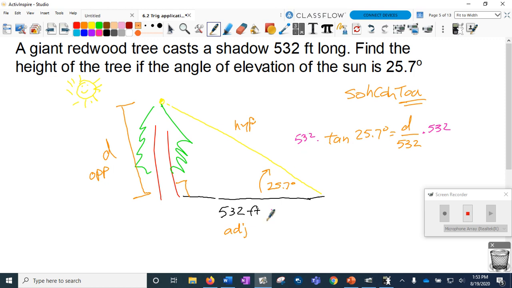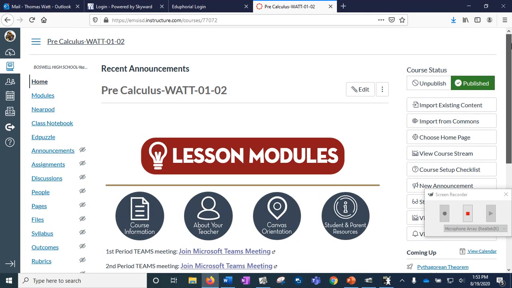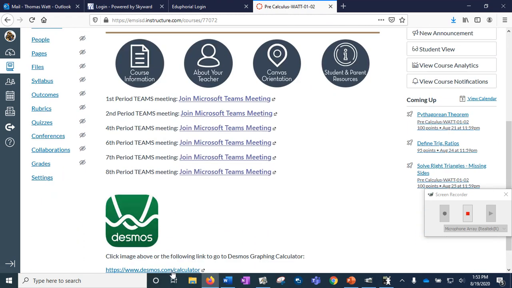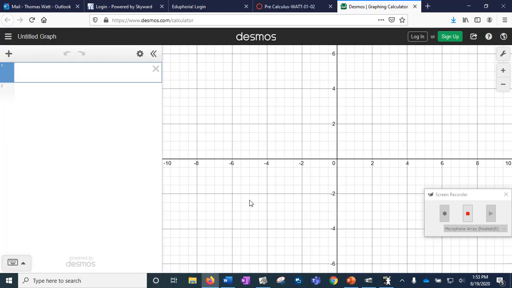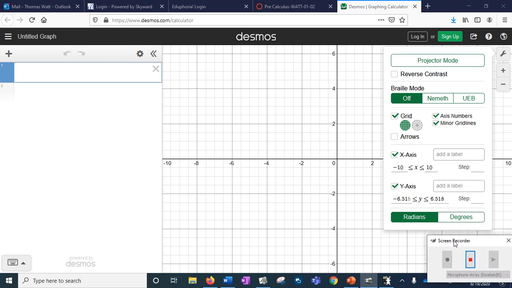Okay, let's do Desmos this time instead of our TI. Okay, so remember Desmos, there's a link on my homepage in Canvas. There's a link that you can follow to get to Desmos. Okay, right at the bottom. All right, but again, you go to Desmos, you need to make sure it's in degree mode because every time you reload it, it changes.